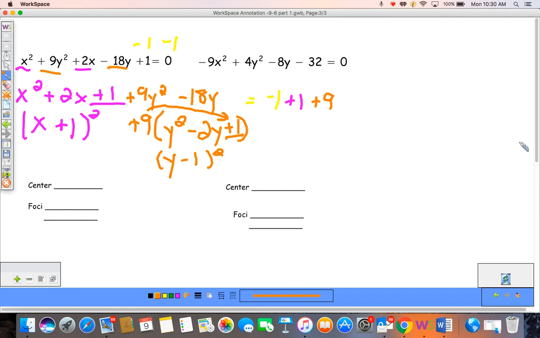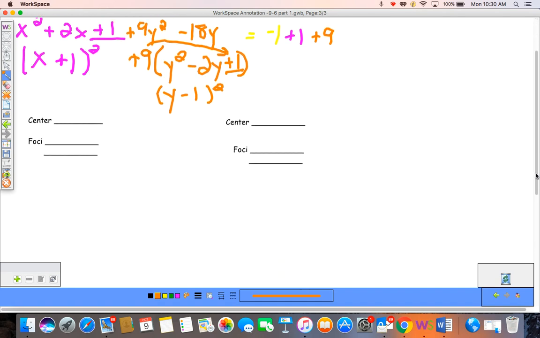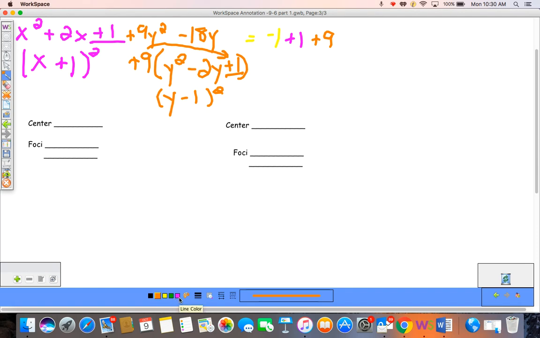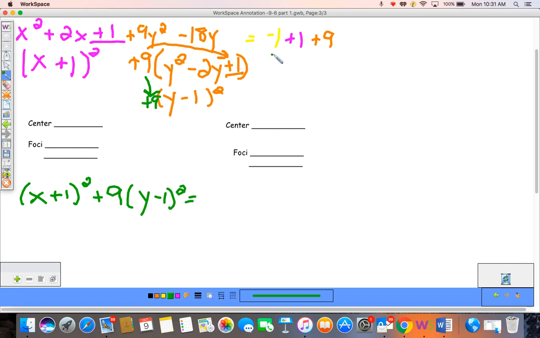So let's clean this up a little bit, and I'm going to do this below where I left for the answers. Just to kind of see what we have here right now. We have (x + 1) quantity squared plus 9(y - 1) quantity squared. Okay, notice this 9 just drops down here with this. Equals, well, let's see, -1 plus 1 is 0, and then I'm just left with a 9. Now, to get this in standard form, we got to have it equal to 1, so we're going to divide everything by 9.